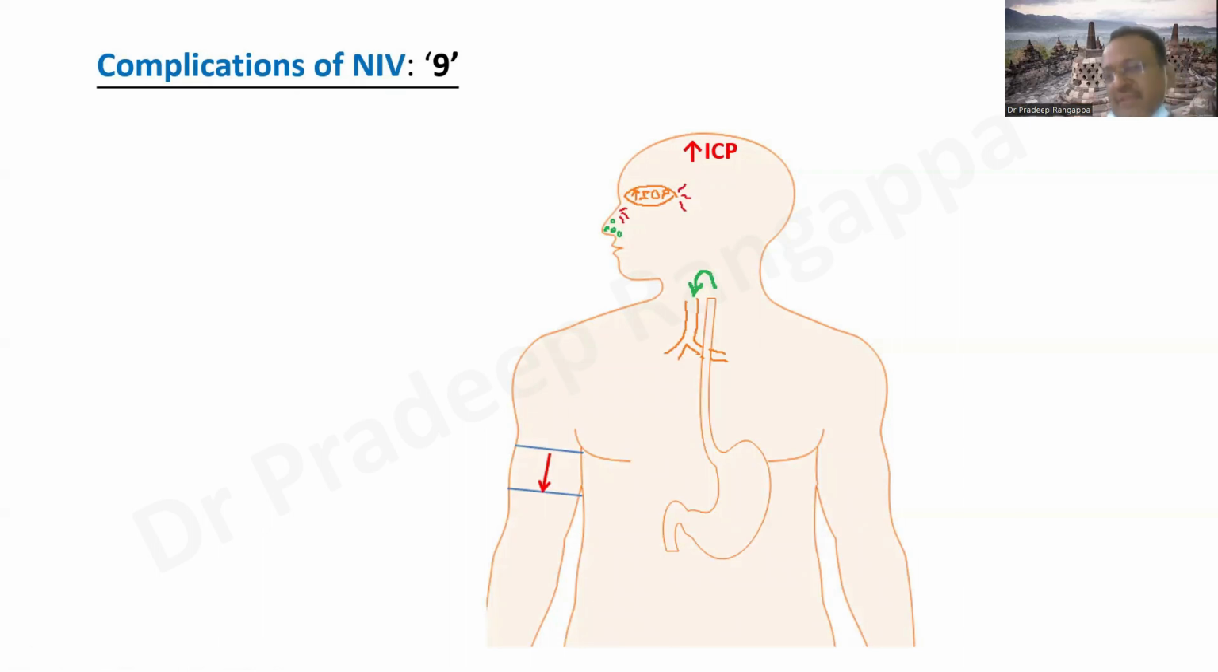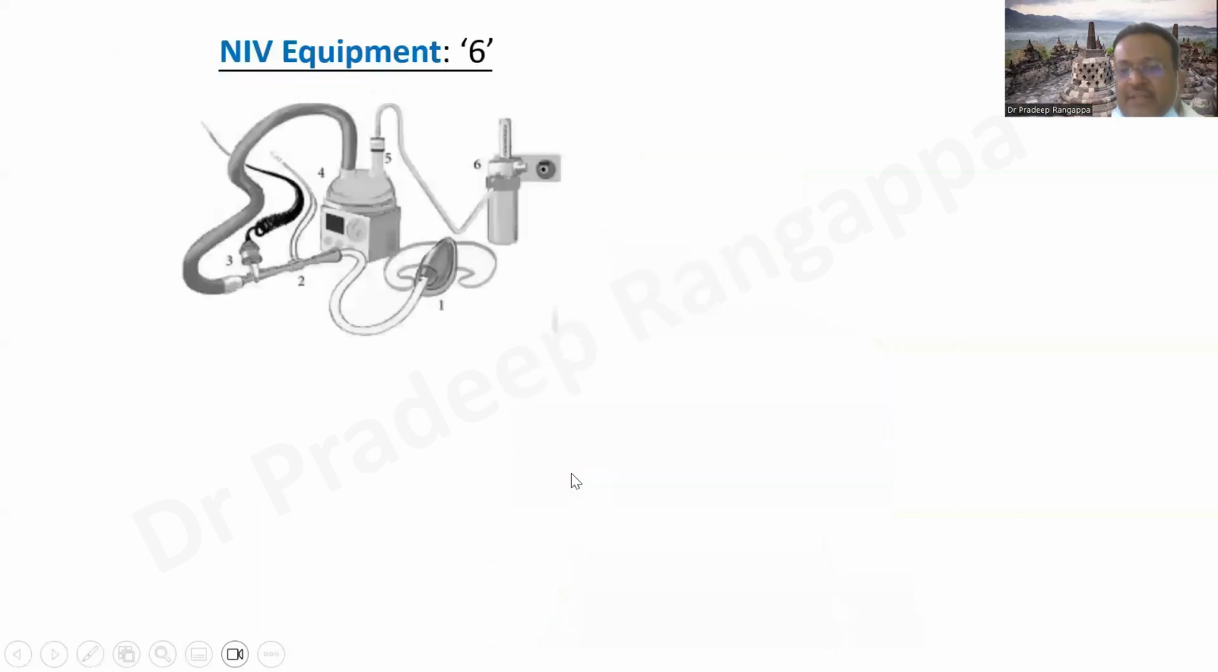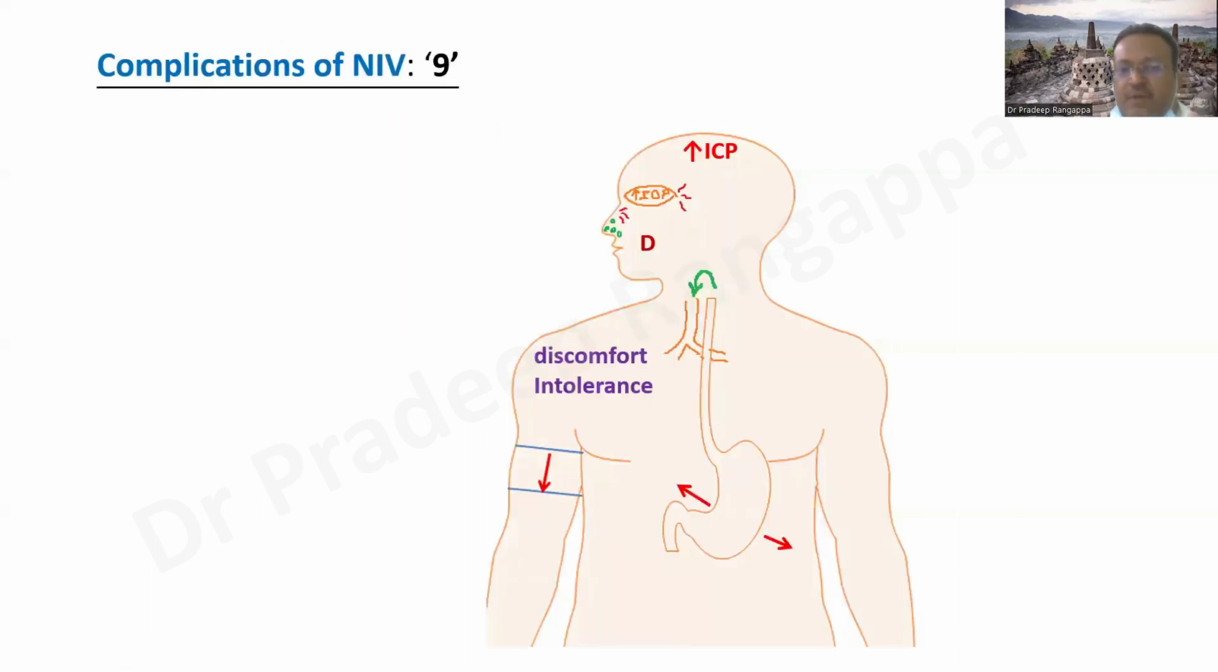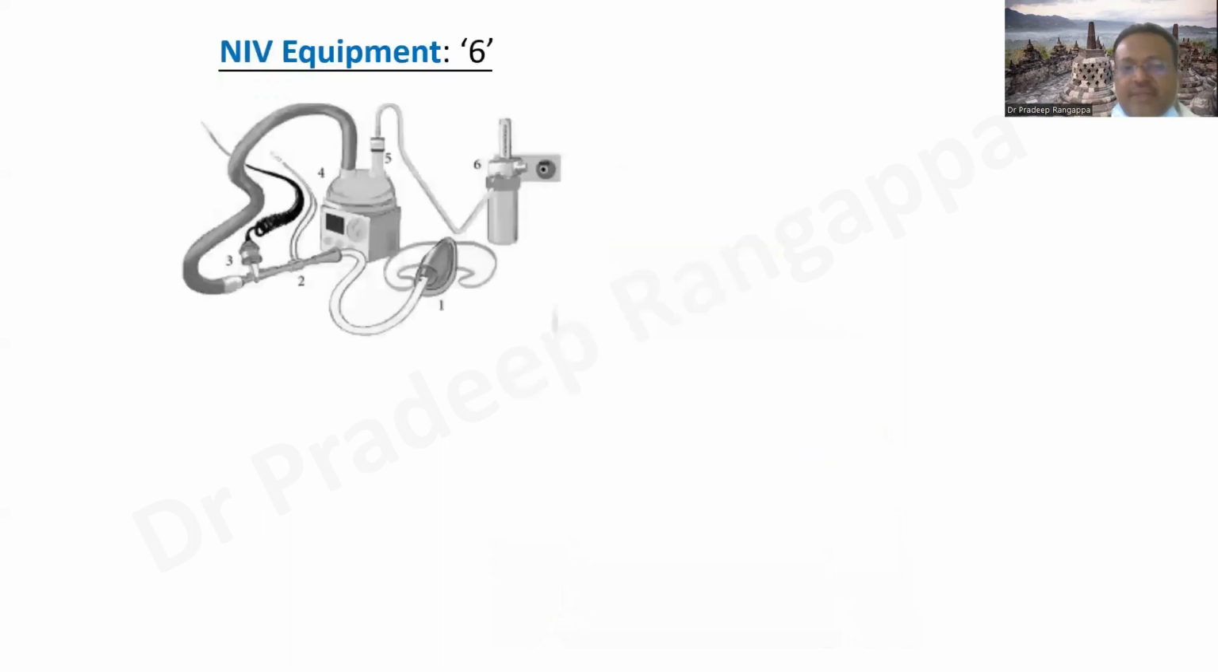And one knows that when someone is on NIV, there will be a lot of nasal congestion and dryness of the mouth. So there would be discomfort or intolerance due to claustrophobia, and sometimes there can be a risk of aspiration. Because it's a positive pressure ventilation, if someone is low on the volume status, it can cause hemodynamic instability with hypotension. So there can be gastric distension. These are some of the complications one needs to keep in mind when you're using NIV in a COPD patient or for any patient for that matter.